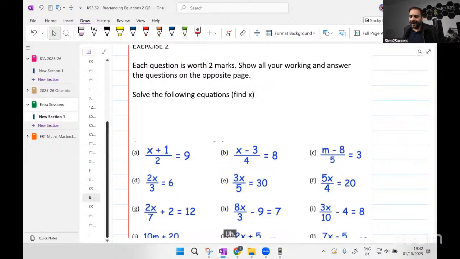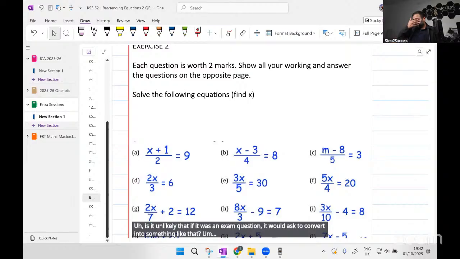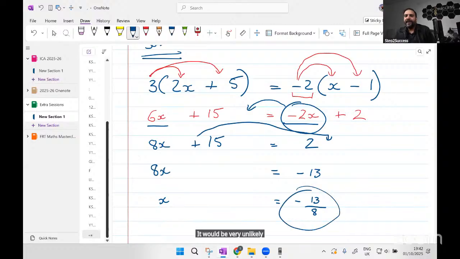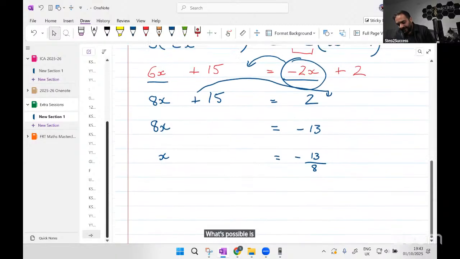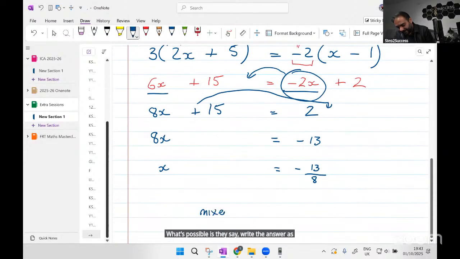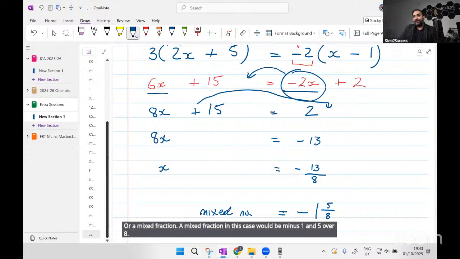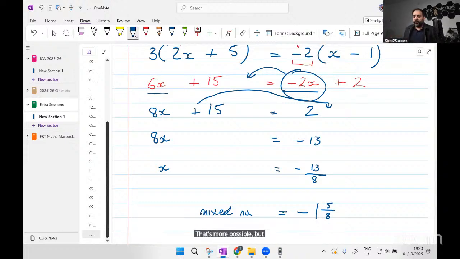Is it unlikely that if it was an exam question, it would ask to convert into something like that? I would say for that question that I just did, it would be very unlikely that they would write the answer as a decimal. What's possible is they say write the answer as a mixed number or a mixed fraction. A mixed fraction in this case would be minus 1 and 5 over 8. That's more possible, but only if it tells you to do it.